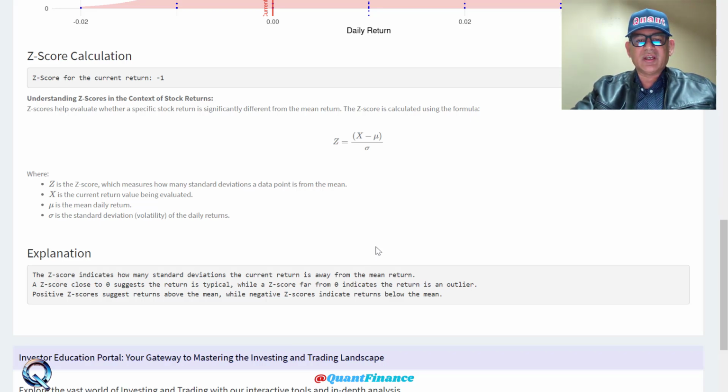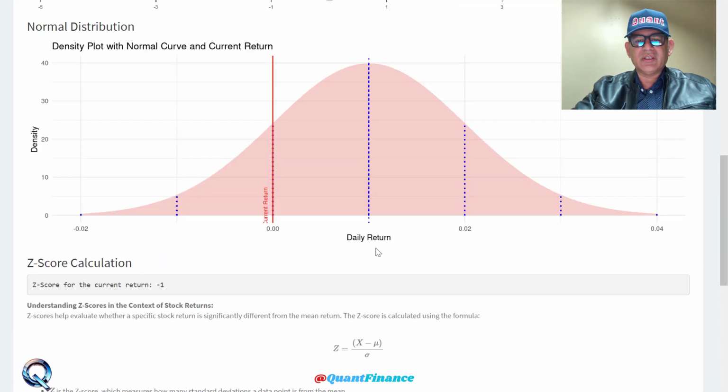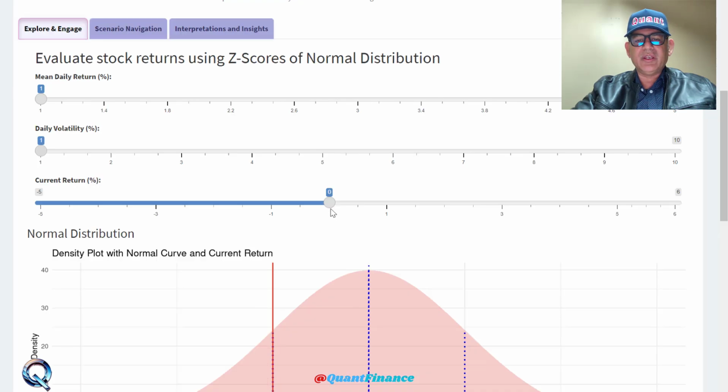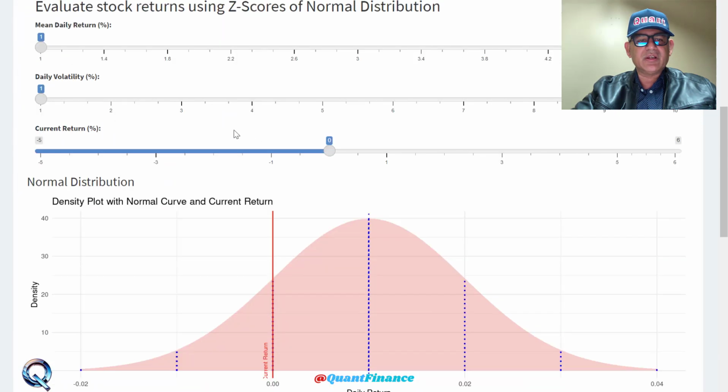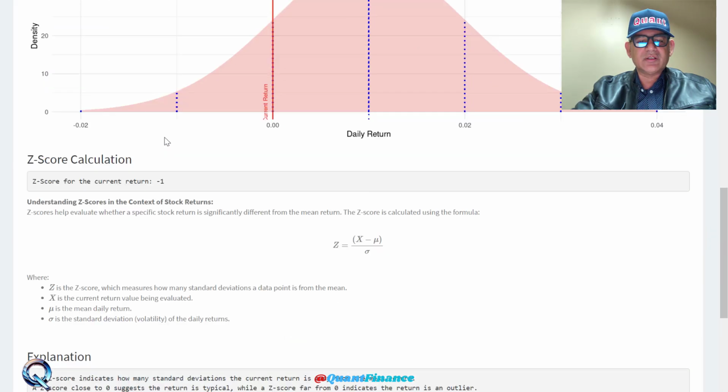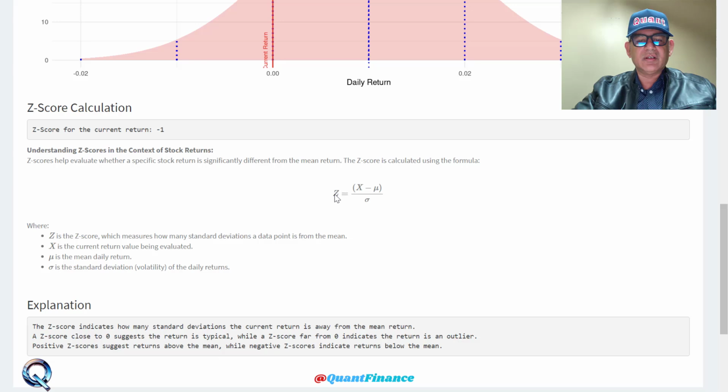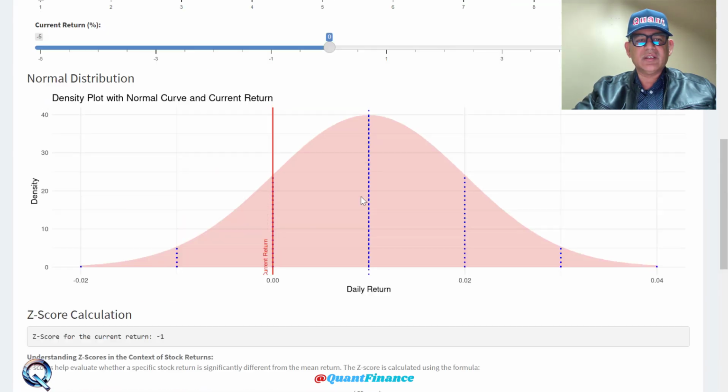So here in the Explore and Engage tab, we will play around with these components. We will play around with mean daily return, daily volatility, and the stock's current return. So here the formula is given. Z score is (X minus mu) divided by sigma, where X is nothing else but the current return of the stock.